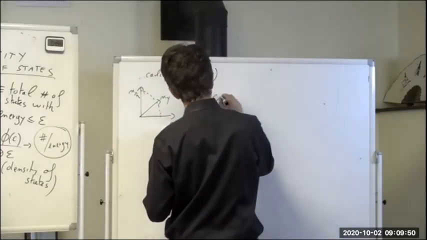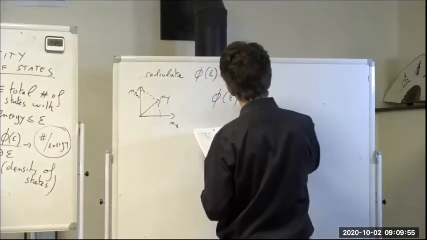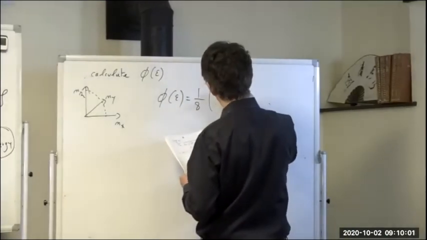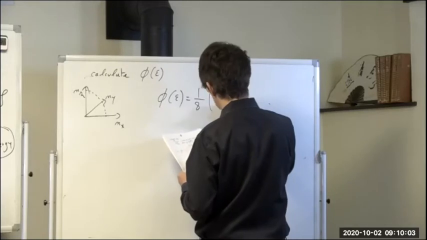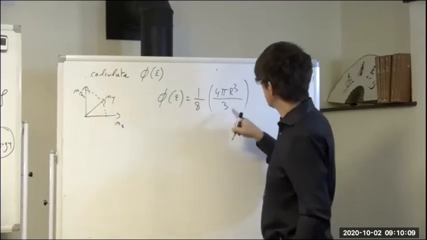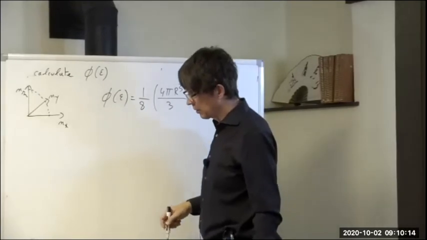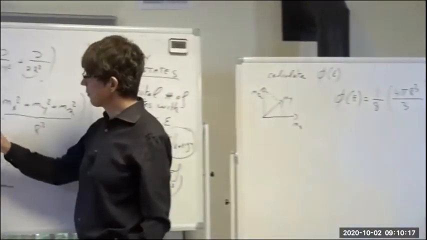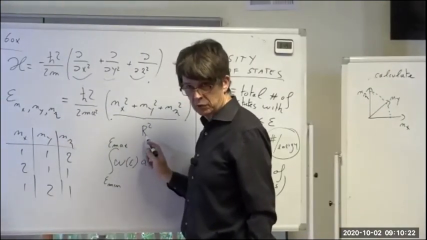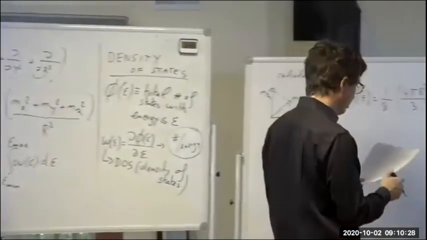So what is the number of states up to a certain energy? It's 1/8 of the volume of that sphere. So it's 1/8 of 4 pi r cubed divided by 3, the volume of a sphere, and I take 1/8 of it. I have r cubed here. I want to get this in terms of energy, but I know the relation, because this is the relation here. Here I've written the energy in terms of r squared. So I'm just going to substitute energy for r with the appropriate powers.